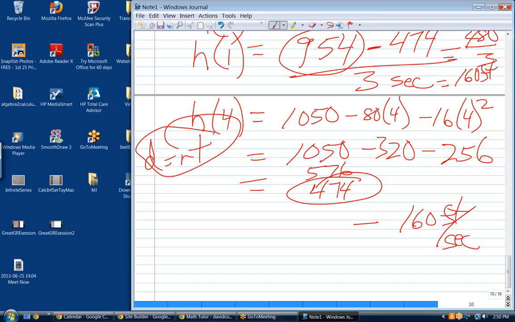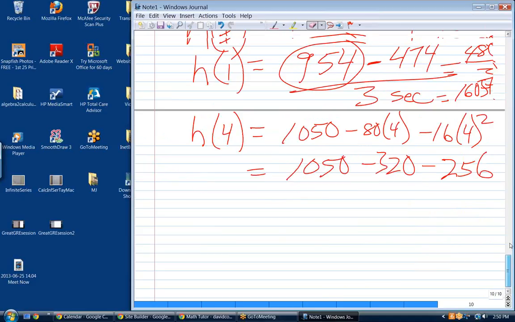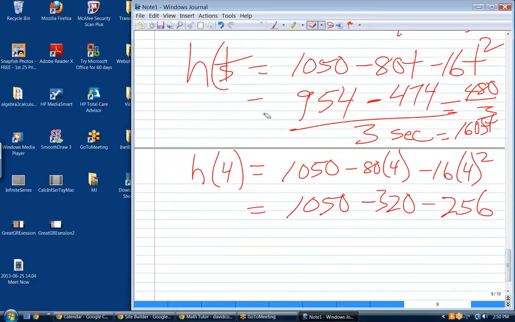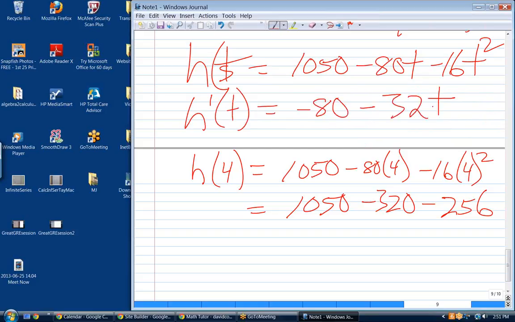Instantaneous velocity. Well, that we can't do because instantaneous velocity would require us to divide by 0. So we have to come up with some method of doing it, and that's why calculus was invented. If you take the first derivative of this function, what do you get? You get negative 80 minus 32t. So h prime of t is equal to negative 80 minus 32t.